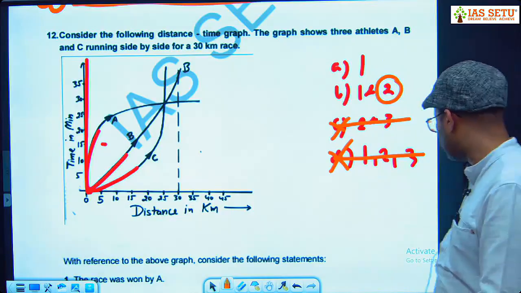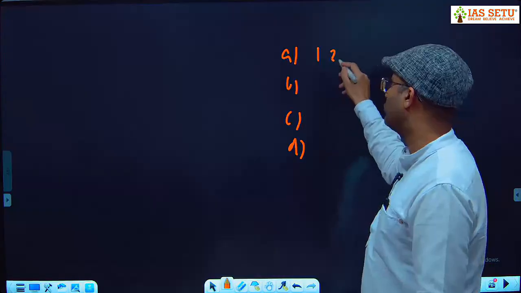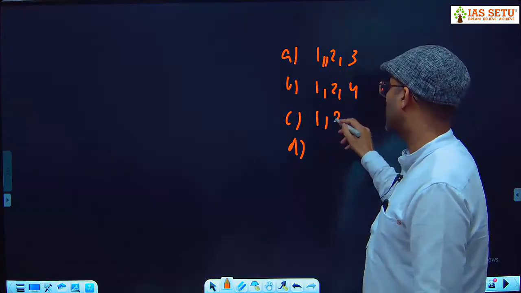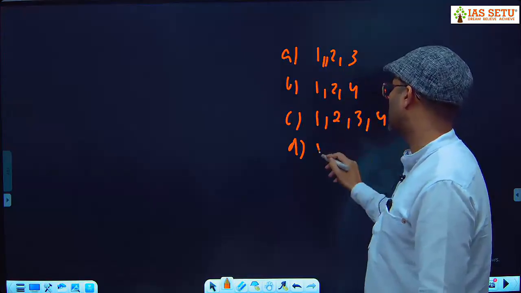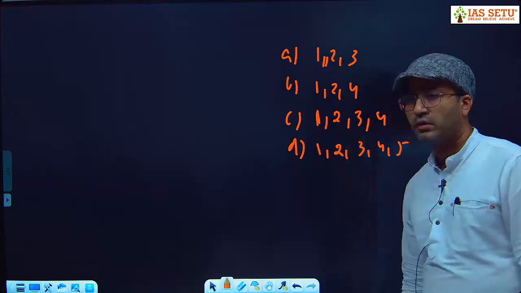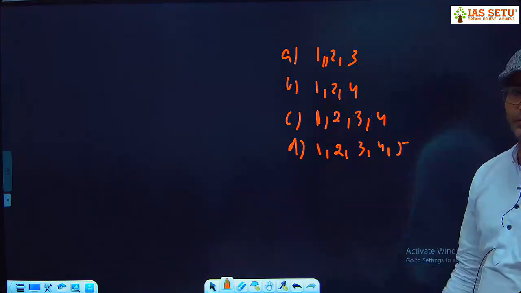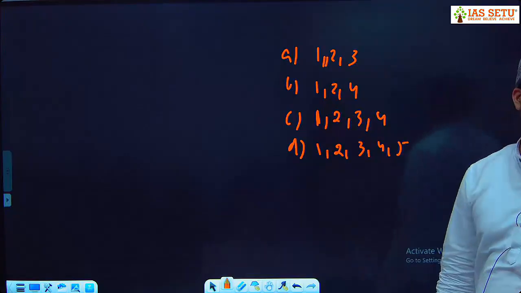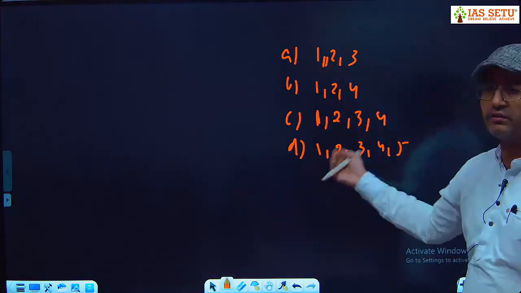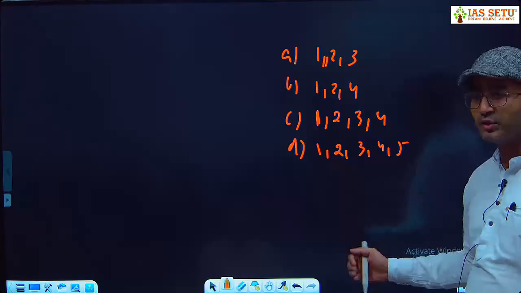If I give you answer options like A, B, C, D: 1, 2 and 3; 1, 2 and 4; 1, 2, 3 and 4; 1, 2, 3, 4, 5. Why are you checking 1 and 2? 1 and 2 तो करेक्ट है सारे आंसर ऑप्शन में, गलत निकल आएगा तब प्रॉब्लम हो जाएगी. In case statement 1 is wrong, then you get confused. अब करूं तो क्या करूं? There is no other answer option.